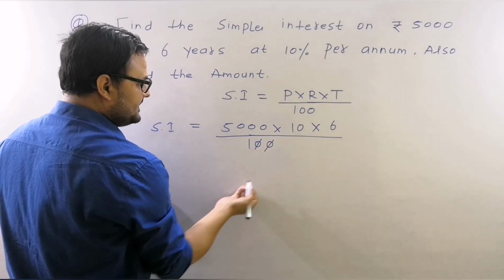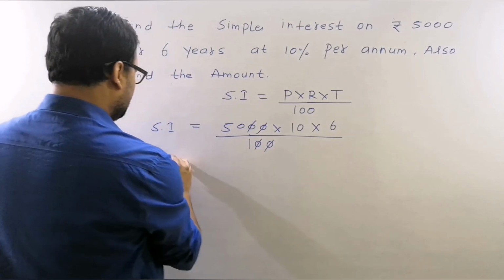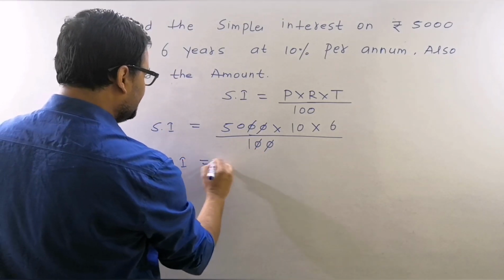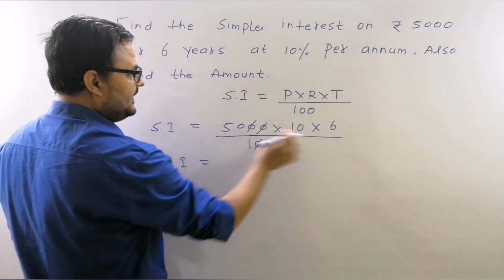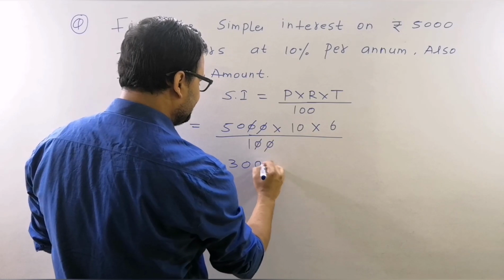Now, 1 0 and 1 0, 2 2, both 2 zeros will get cancelled. Now what is remaining? If you do the multiplication, 5 into 6 is 30, and 1 2 2 times 0, it means 3000.